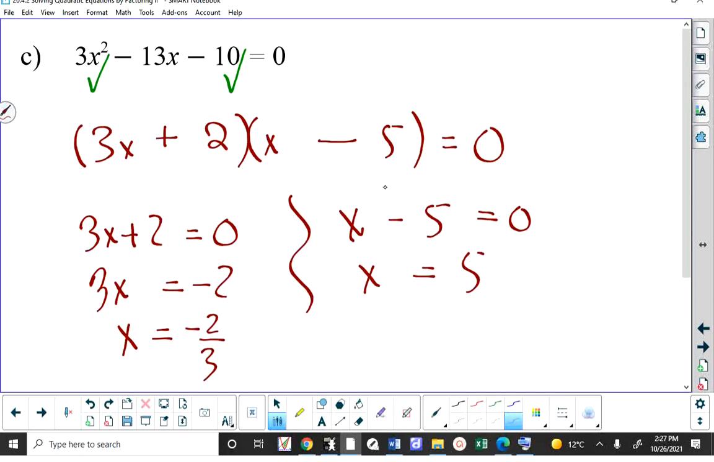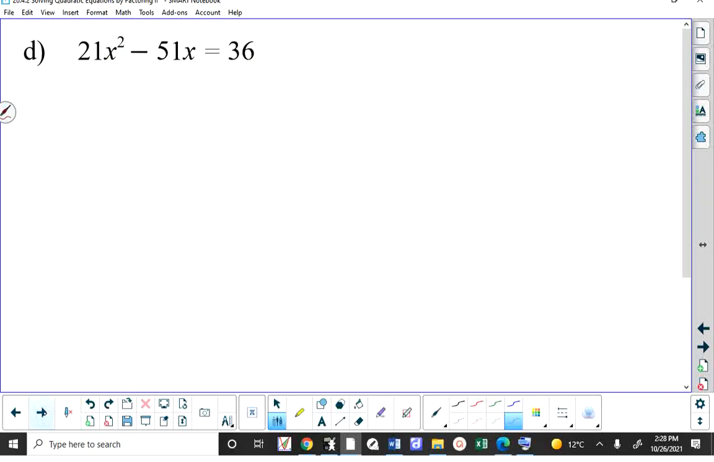What does that mean? It means if you put negative 2/3 in for x, the left side of this equation will give you 0. What else does it mean? If you graph this corresponding function, these will be your x-intercepts. One final one. So we're only doing a, b, c, and d. That's it. Then you got to practice.